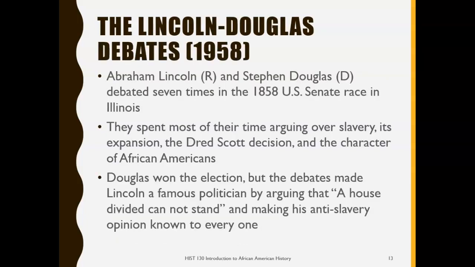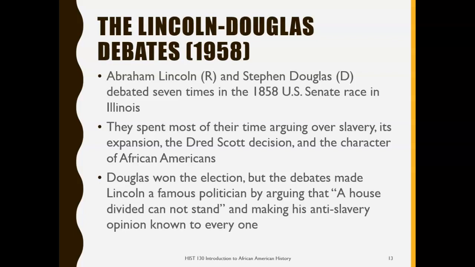Now let's move to the direct causes of a civil war. Like I said earlier, these direct causes had to do with one man and one election. So the man was Abraham Lincoln, and the election was the election of 1860. But before talking about the election in 1860, let's talk about the man first.